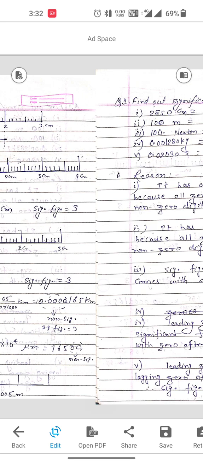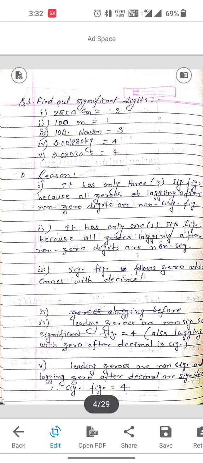These are the cases. Now, as the question is shown in the figure, 2850 centimeter, here the significant digits will be 3. 100 meter, the significant digit will be 1. 100.2 meter, then there will be 4 significant. 100.0, then there will be 4 significant. 100., then 3 significant.